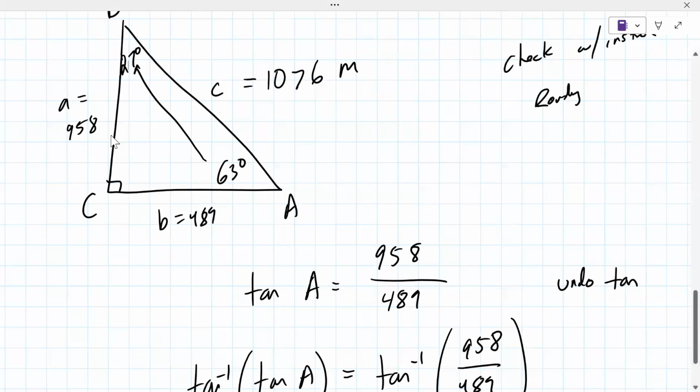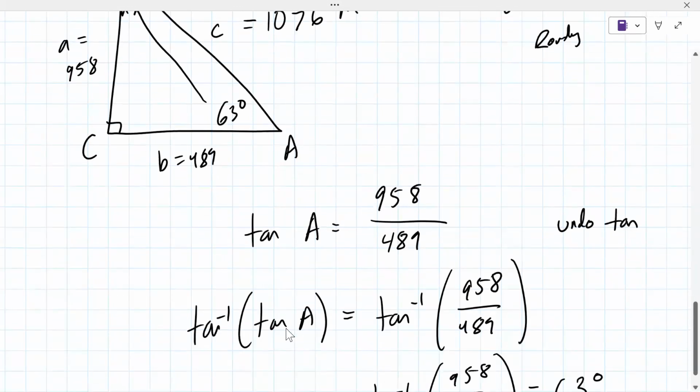So typically you do find the third side, then you use a trig function to find one of the angles using the inverse, and then you find the other angle. So let's have you try 36, do 36 next.